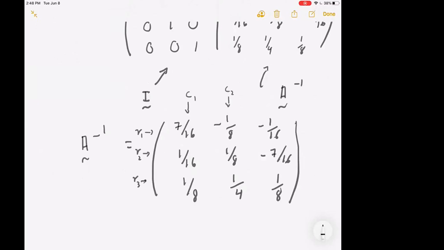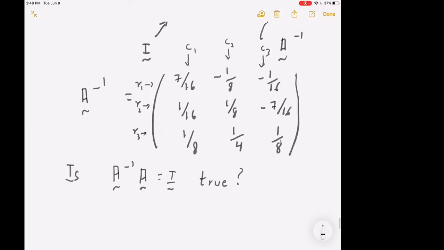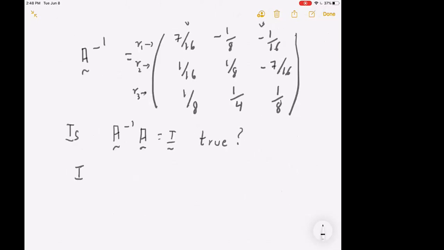And what we need to do next is ask ourselves, well, is this the right answer? Namely, is this expression true? If you take the inverse of A and multiply it by A, you get the identity matrix. Or, is this expression true? So we have to go through the exercise of, in fact, verifying that these two expressions are indeed valid.